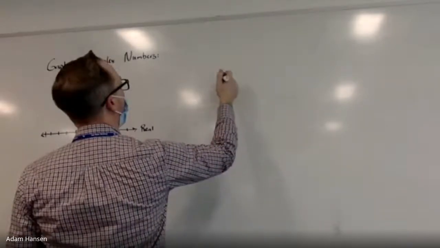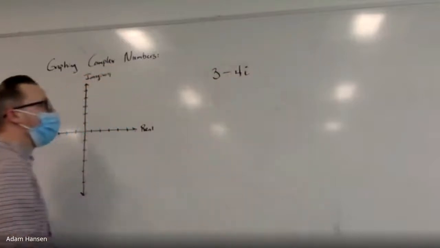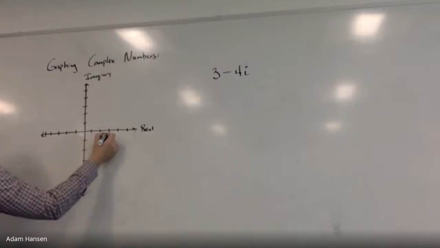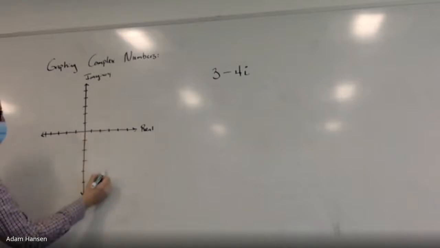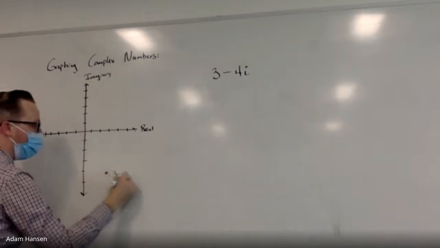Let's graph 3 minus 4i. What's the real part? How much is the real part worth? 3. So go right 3. On the real axis, the real part is worth positive 3. So I go from the origin, right 3, like I'm plotting a point. How about negative 4i? What's the imaginary part worth? So from here, now I go down 4. It's like plotting the coordinate 3 comma negative 4. I'll even label it as 3 minus 4i.